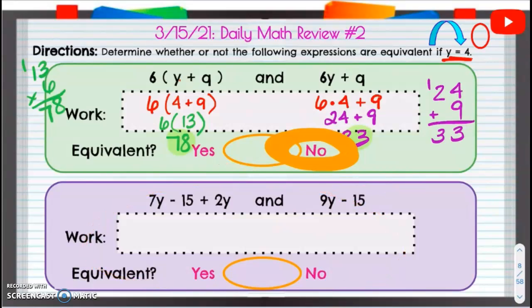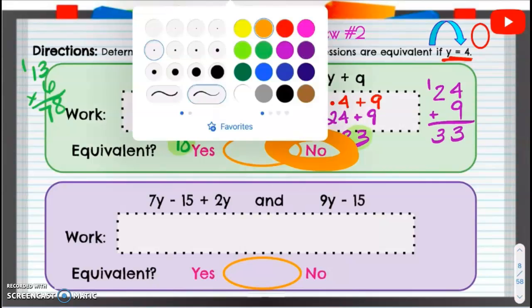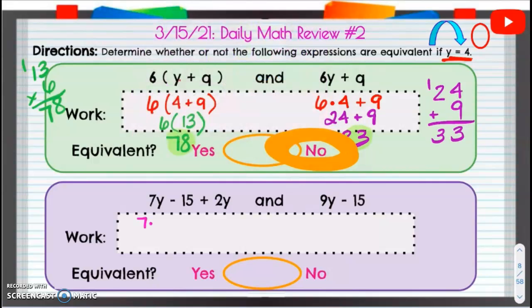Let's take a look down here. All right, so again, y is going to stay equaling 4. First off, we have 7 times 4 minus 15 plus 2 times 4. All right, so order of operations. 7 times 4 is 28. Bring everything else down. We still have more multiplication. 2 times 4 is 8. Bring everything else down.